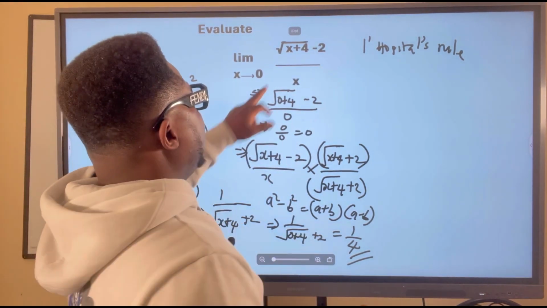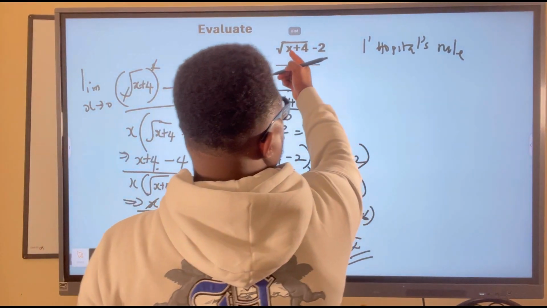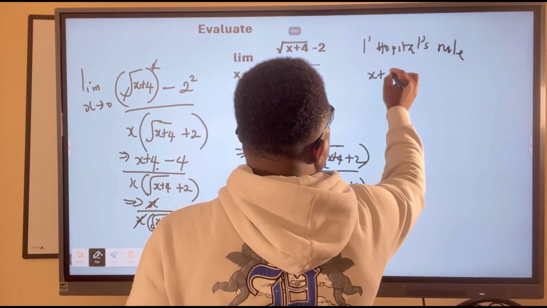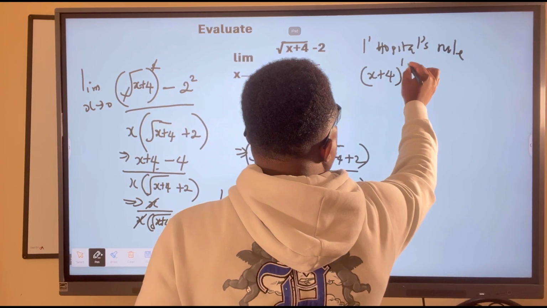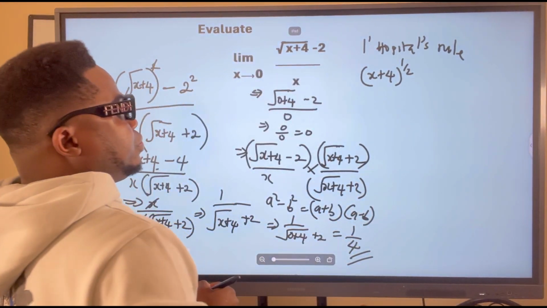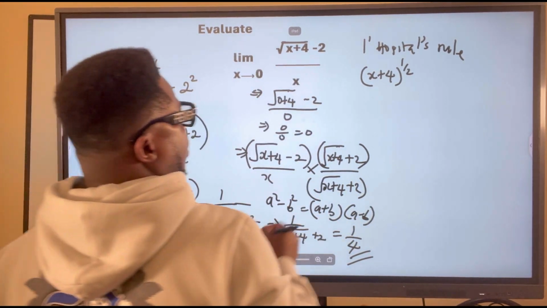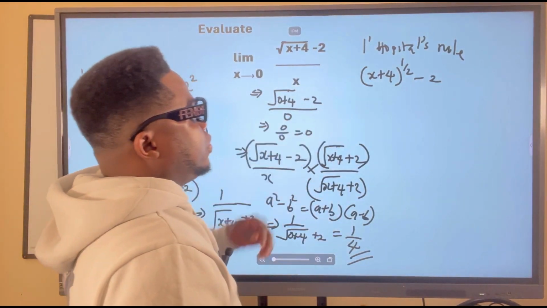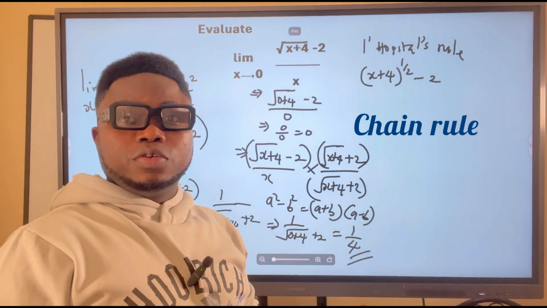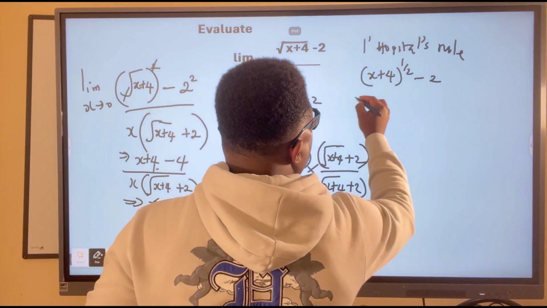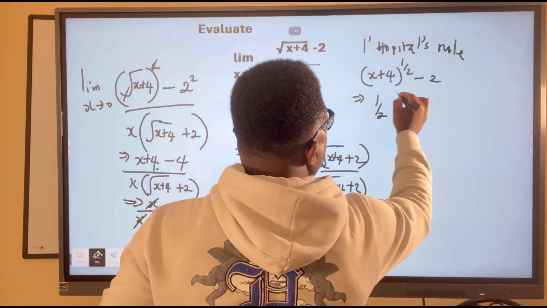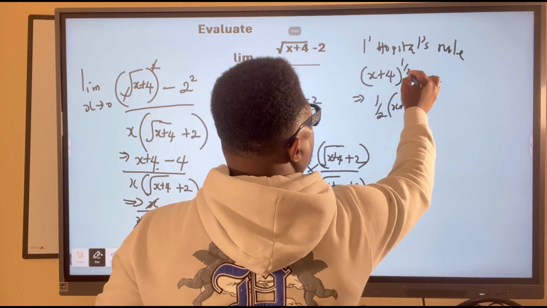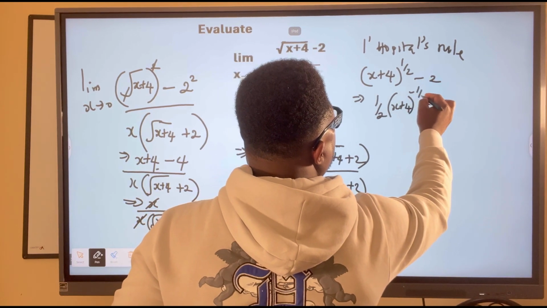So doing so, I'm going to differentiate this expression. Remember that this radical expression is the same thing as x plus 4 all raised to the power of 1 over 2, that is what it is in indices, then minus 2. When I differentiate this using chain rule, this is going to be 1 over 2 bracket x plus 4, and 1 over 2 minus 1 is going to give me minus half.